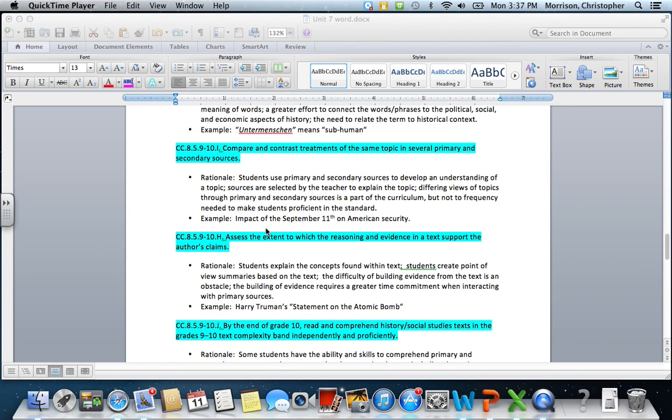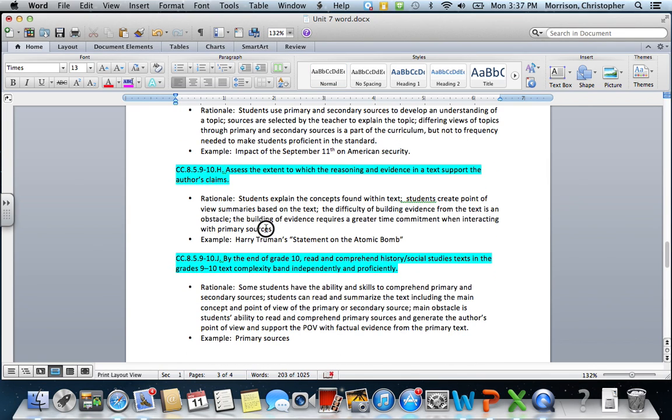The next standard is letter H. Assess the extent to which the reasoning and evidence in a text support the author's claim. Rationale. Students explain the concepts found within text. Students create point of view summaries based on the text. The difficulty of building evidence from text is an obstacle. The building of evidence requires a greater time commitment when interacting with primary sources.